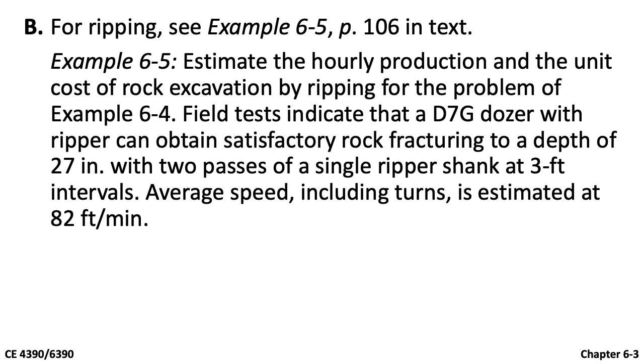Part B, Estimating Cost for Ripping Production. I will explain the process using example 6.5, page 106 in the textbook. In this example, you are required to estimate the hourly production and the unit cost of rock excavation by ripping for the problem of example 6.4. Field tests indicate that a D7G dozer with ripper can obtain satisfactory rock fracturing to a depth of 27 inches with 2 passes of a single ripper shank at 3 feet intervals. Average speed, including turns, is estimated at 82 feet per minute.